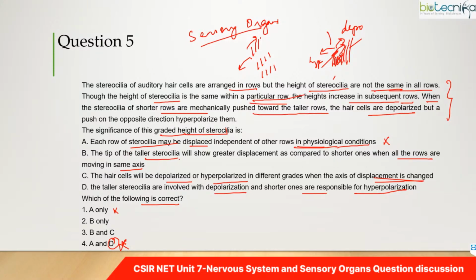The tip of the taller stereocilia will show greater displacement as compared to shorter ones when all the rows are moving in the same axis. So it is not like that. Okay, it is not that this tall one will move till here and the short one will move only this much. It is not like that. Okay, so the tip of taller stereocilia will show greater displacement as compared to shorter ones when all are moving in the same axis. So that is incorrect statement over here.